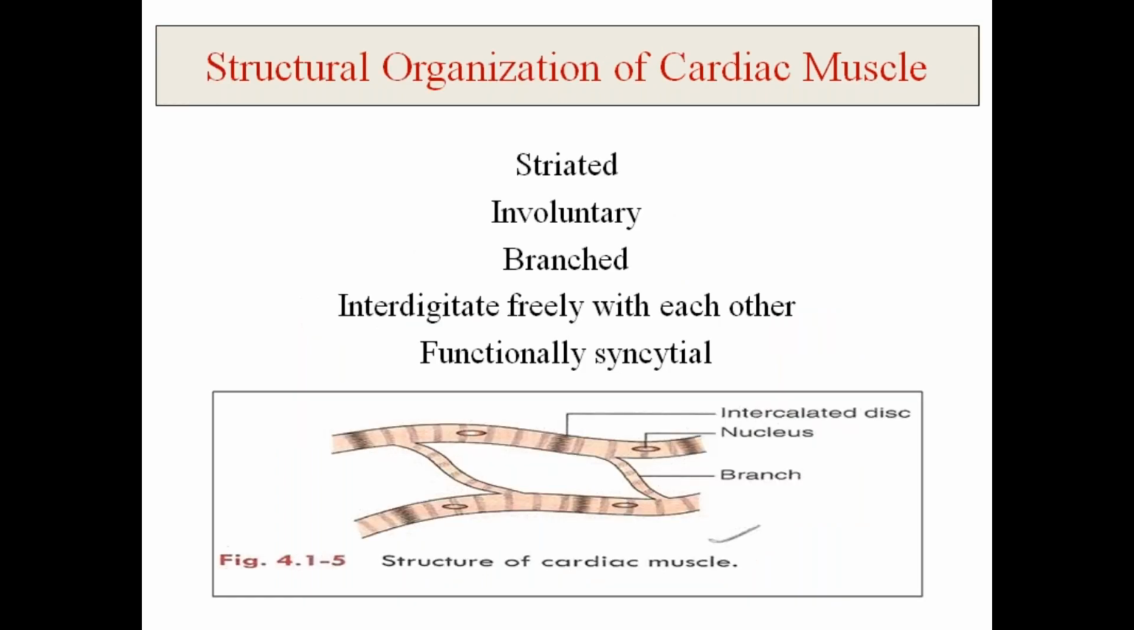Now, if you see the structural organization of your cardiac muscle, just like the skeletal muscle they are striated. That means under the microscope you see a dark and light pattern, the A and I bands, so this gives a striated appearance. Second, they are involuntary in nature. That means you can't control the contraction of your heart.